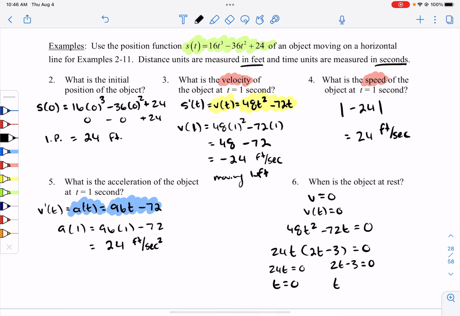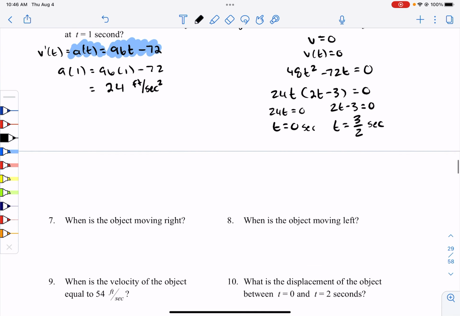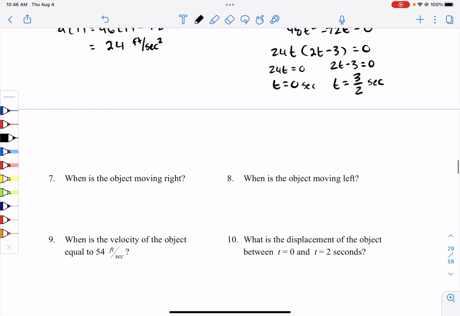So at time 0, my object is not moving. And also at time 3/2, my object is not moving. And maybe we should put seconds because we're trying to use units here, right? So at time 0, I'm not moving. And at time 3/2, I'm not moving because that would make my velocity function 0. We okay with that? So 0 and 3/2 or 1.5, whatever you want to use. All right, when is the object moving to the right? Gosh, I like this question a lot.